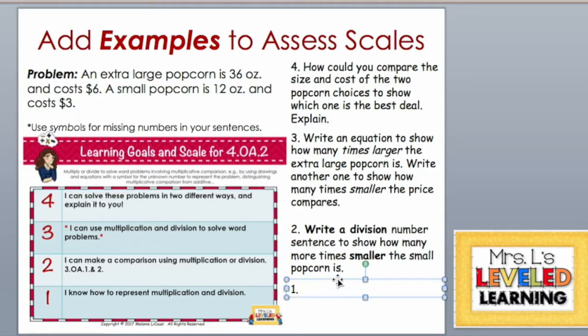Now my 1s, I'm going to have to spoon feed them even a little bit more, so what I might do is start creating a problem for them. Let's say my problem here is going to be a starter sentence. Okay guys, we're going to compare the 12-ounce popcorn to the 36-ounce popcorn. Which size is bigger? The 36 ounces, right? So how many times bigger is it? How are we going to show that? You need to figure out what to write in the blank. How many times larger is the 36-ounce popcorn?